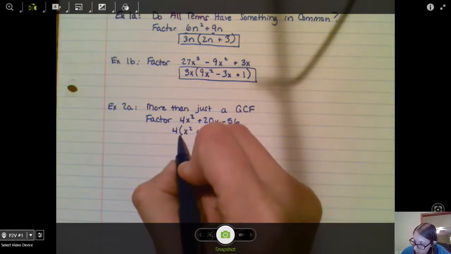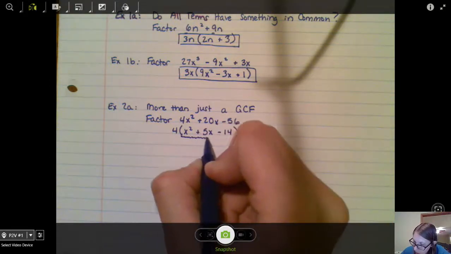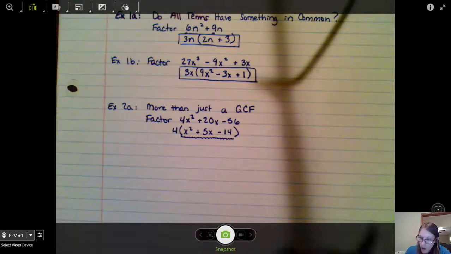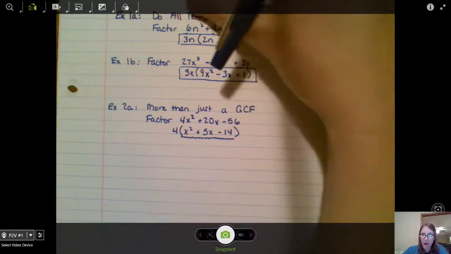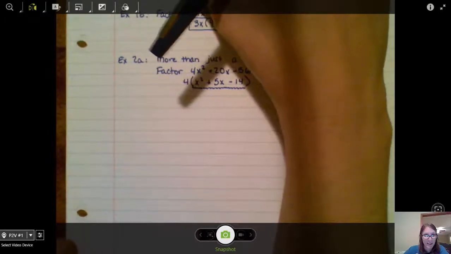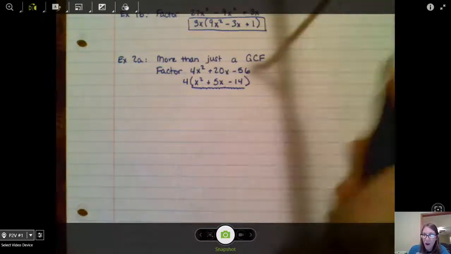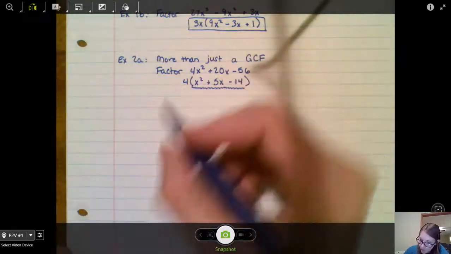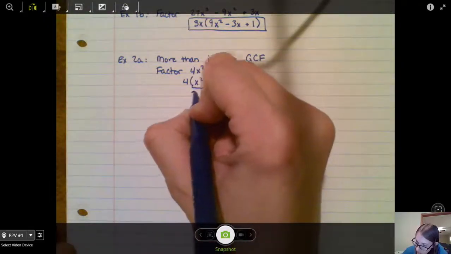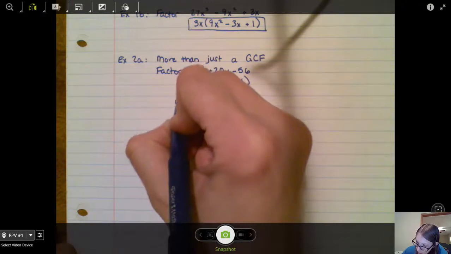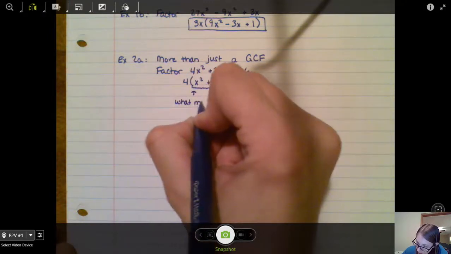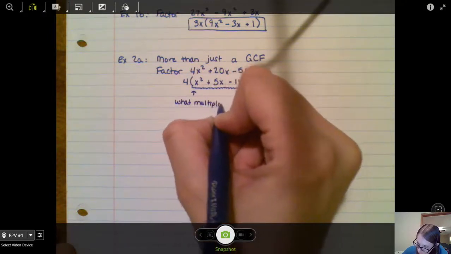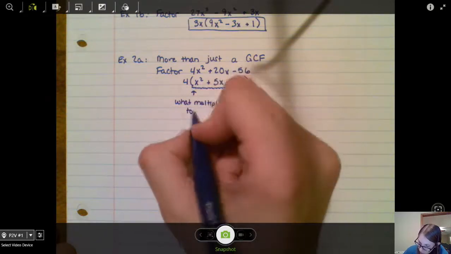But now, let's double check here. This x squared plus 5x minus 14, we can factor this some more. All right, now there are 2 different strategies to get there, and you'll see them both in the same video. Our first strategy is to think about what multiplies to x squared.